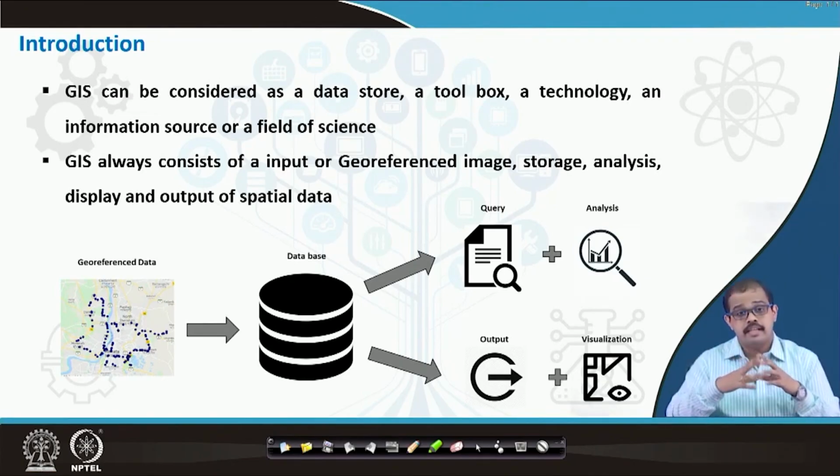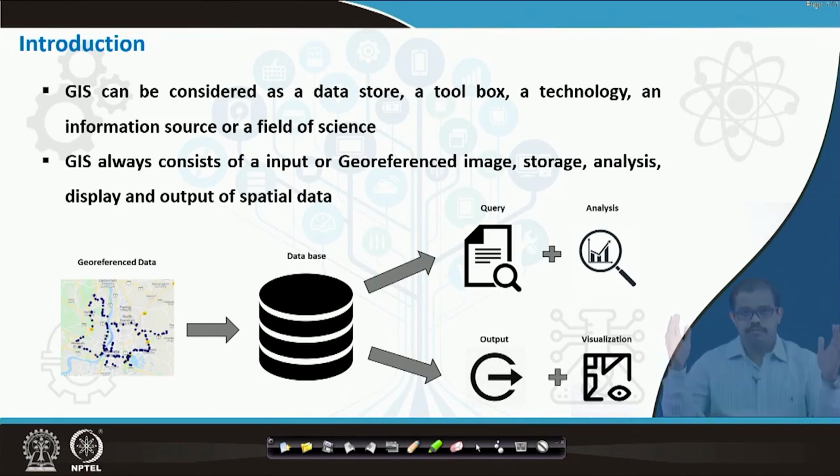I defined GIS as defined by many. GIS is a telescope, a microscope, and also you can say that it is a storage of information in certain sets of databases, so that it can be retrieved at will, analyzed at will, and also produce outputs at will using certain data manipulation techniques or data inference techniques. So GIS always consists of an input or a georeferenced image. When we are looking at any data, it has to have certain reference to the Earth surface. So that's how we call it a georeference. Geo means earth referenced image.